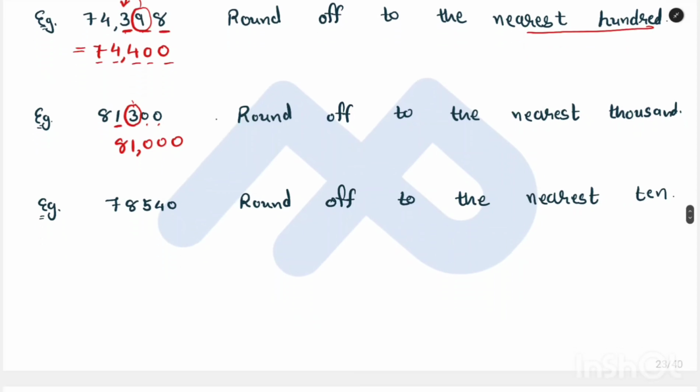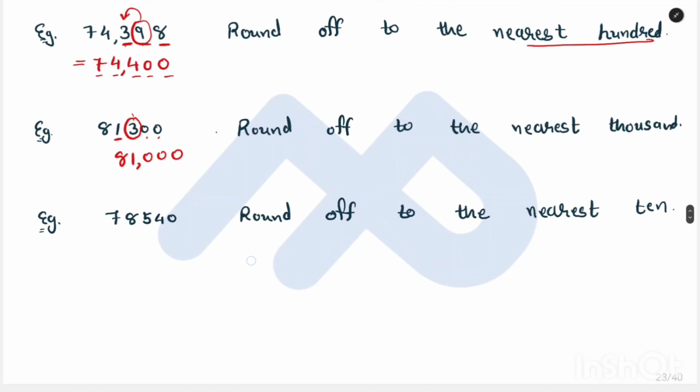Okay, next is 78,540. So we are supposed to round off to the nearest 10. So tens digit is this, and you see the number on the right hand side of that tens digit, which is 0 only. So you don't need to add anything. You'll just write 7854, and then last 0. So you see, in this case, the answer and question are exactly same, because you don't need to round it off to nearest 10. The question was already rounded off to nearest 10. Clear?